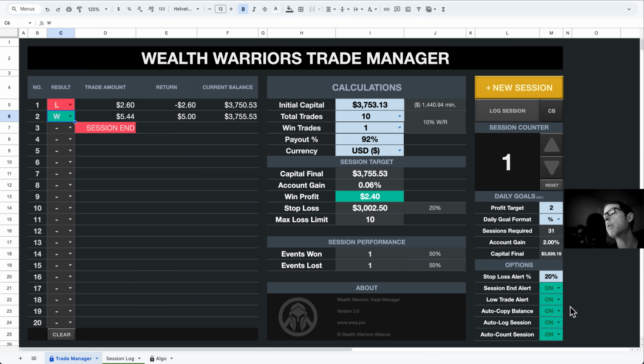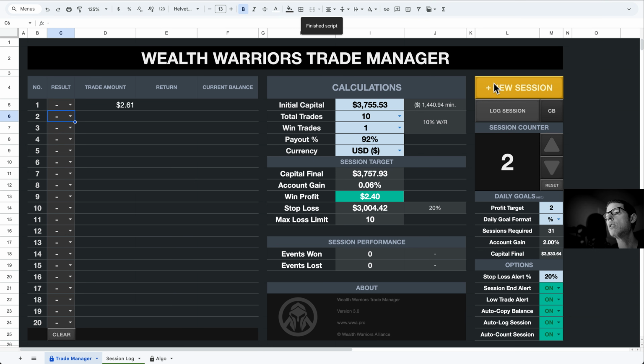And we have these options down here. We've set the auto copy balance, the auto log session, the auto count session. All of these are turned on. So now we can just click on one button instead of clicking on a whole bunch of buttons. It just makes life a lot easier. Let's go ahead and do that right now. Done. There we go. So we've cleared everything out.